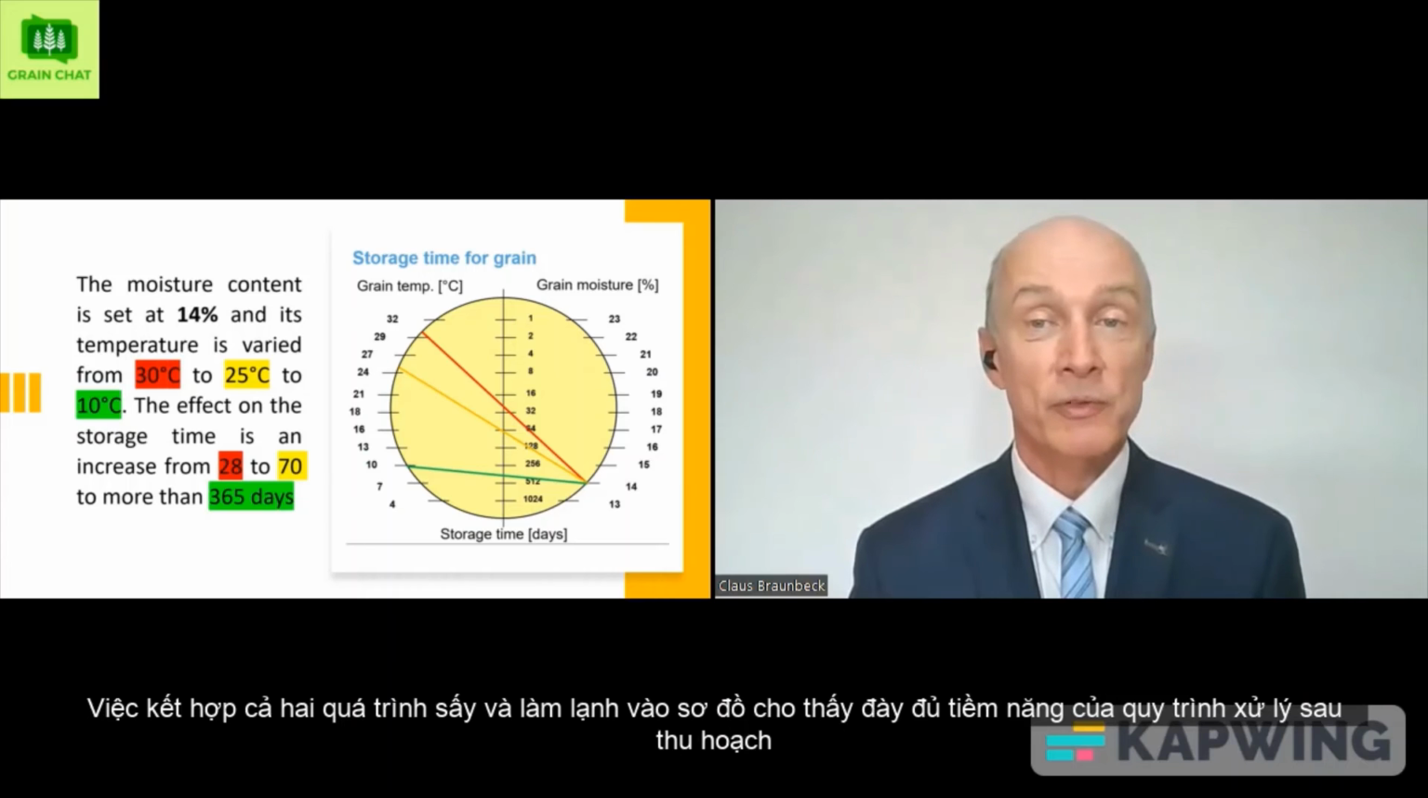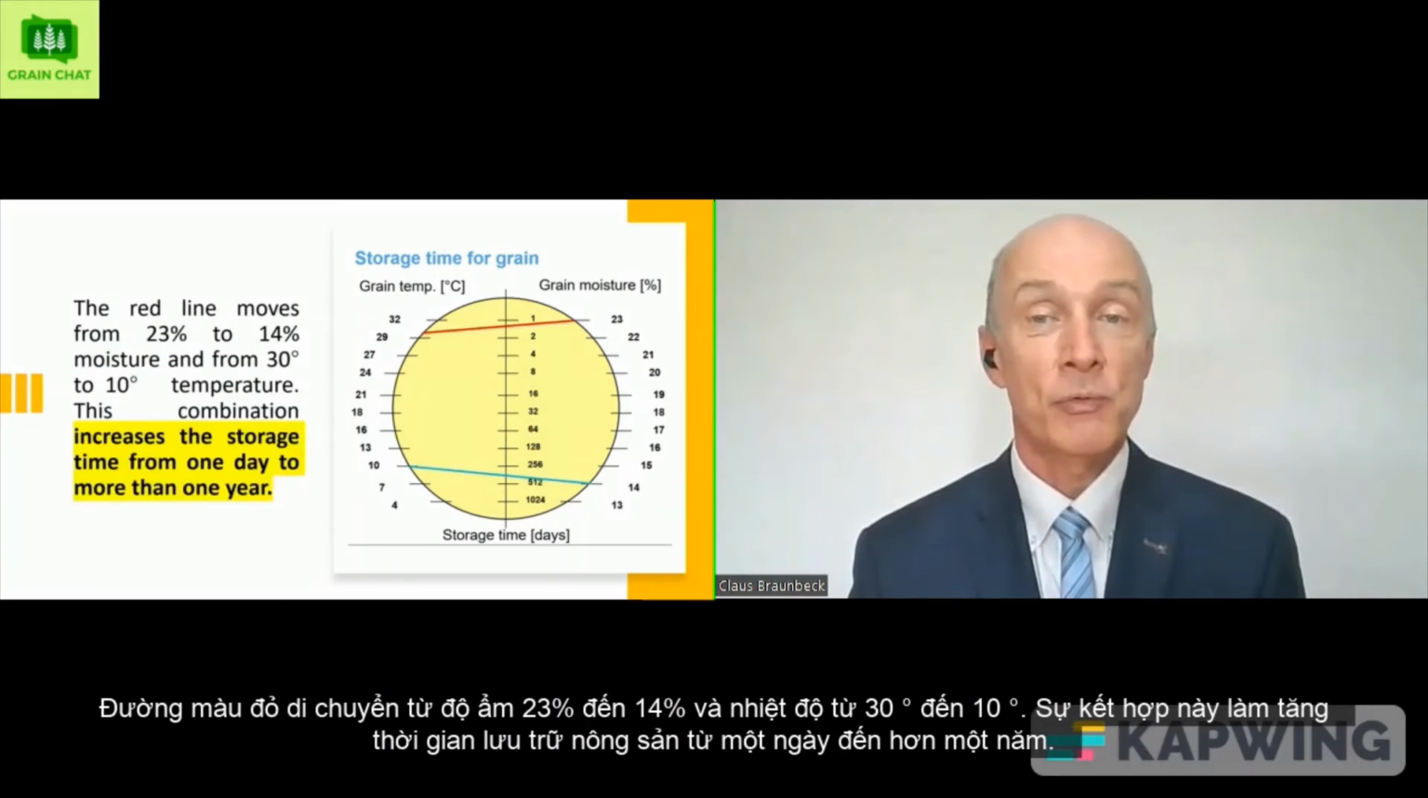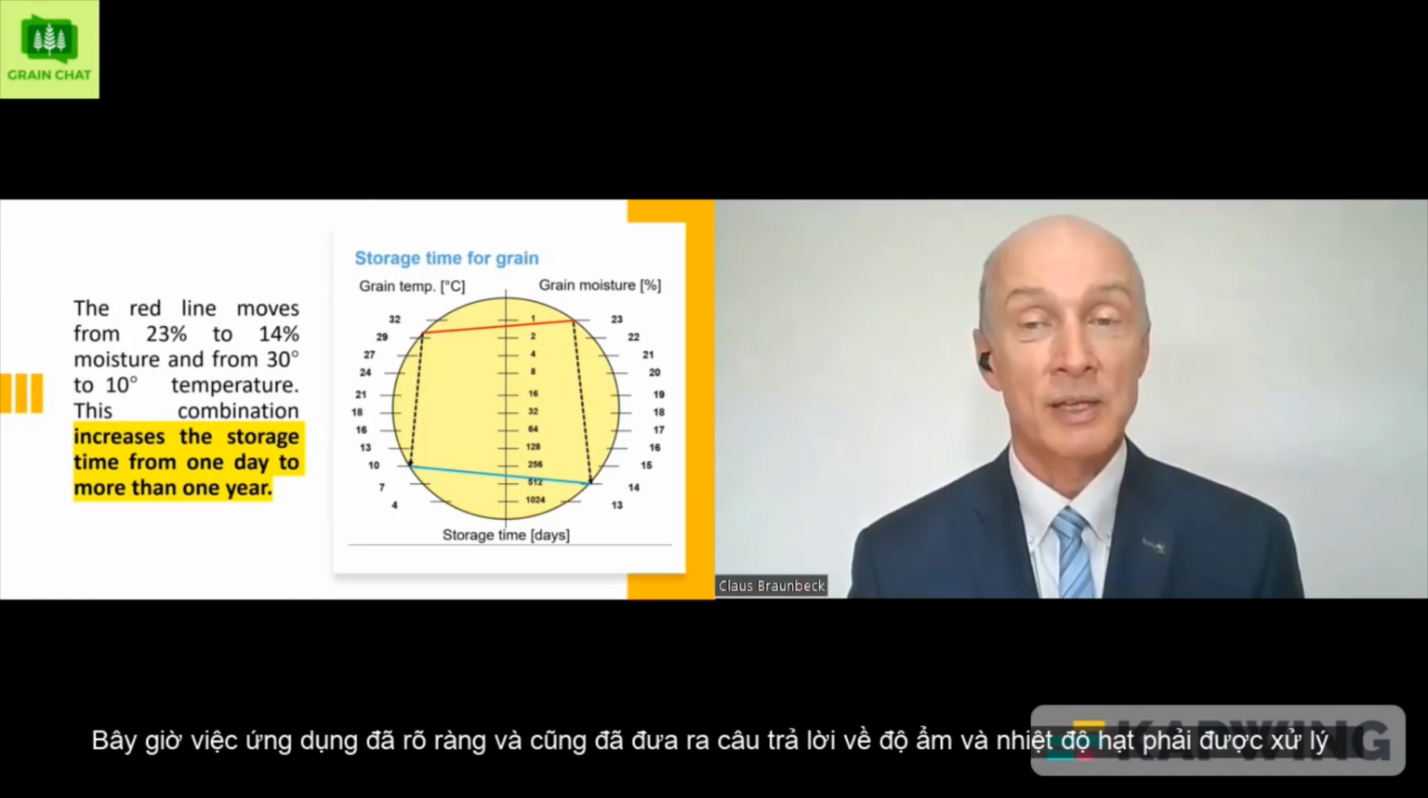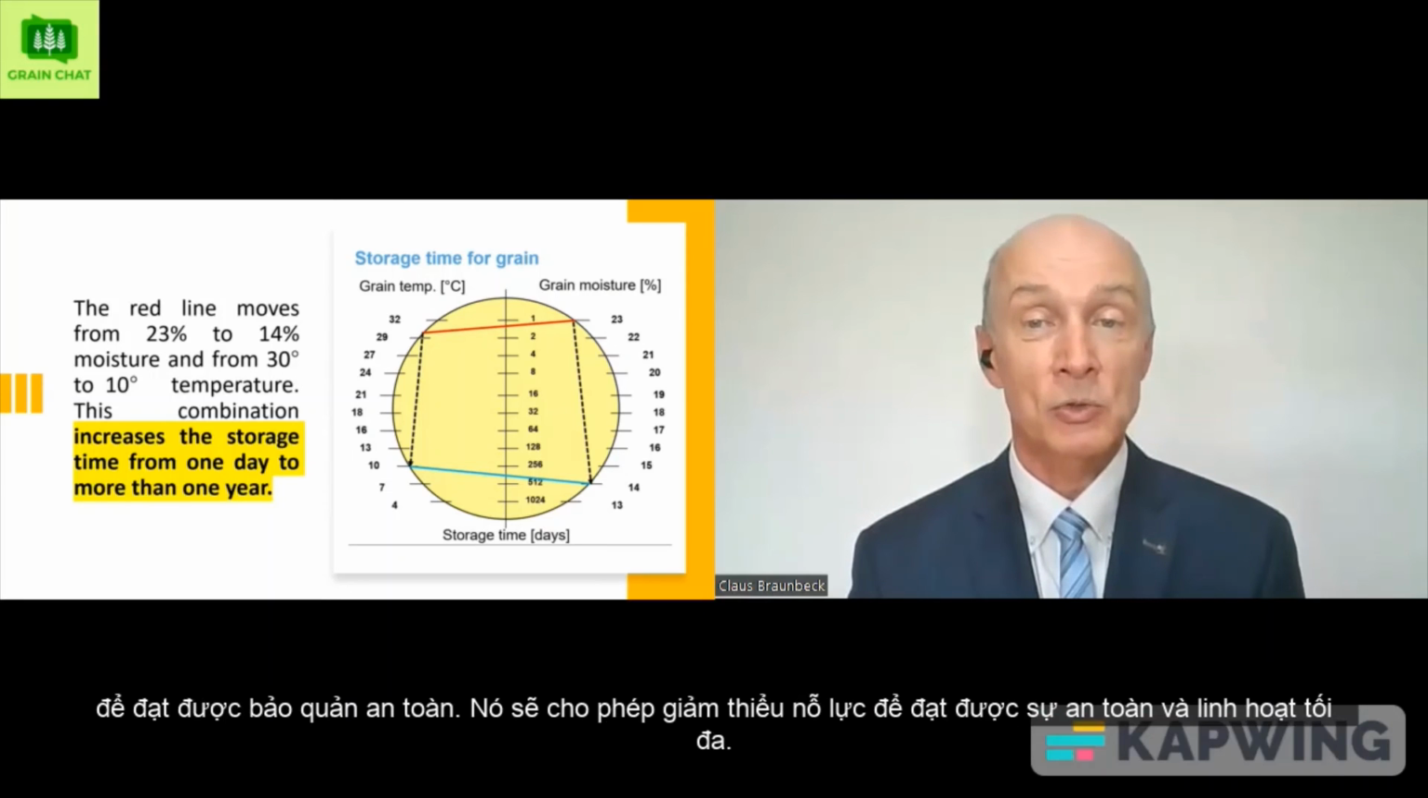Joining now both processes of drying and cooling into the diagram does show the full potential of post-harvest treatment. The red line moves from 23% to 14% moisture content and from 30 degrees to 10 degrees centigrade. This combination increases the storage time from 1 day to more than 1 year. Now the use is clear and gives an answer to what moisture content and temperature grain must be treated to achieve a safe stage. It allows one to minimize the effort for maximal safety and flexibility of grain storage.